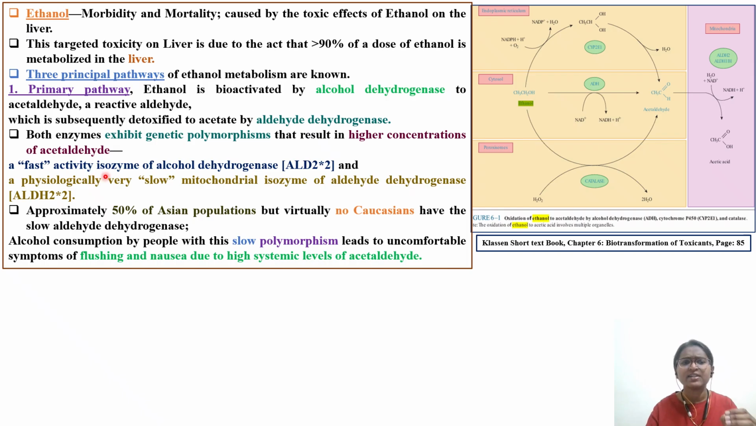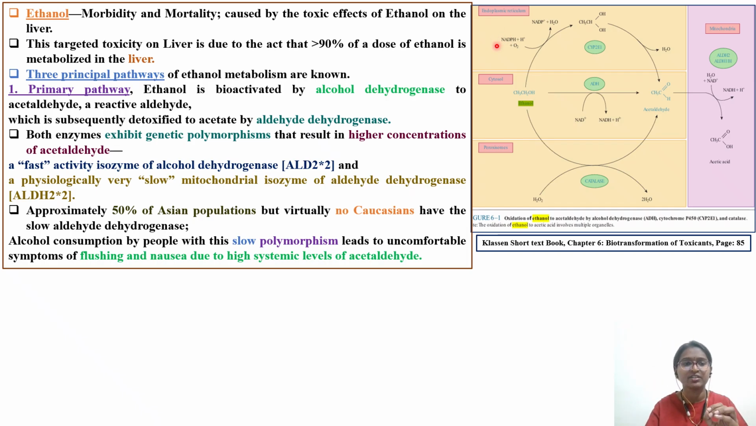A fast activating isozyme of alcohol dehydrogenase, that is ALD2, and a physiologically very slow mitochondrial enzyme, because this particular process is taking place in mitochondria. One is taking place in cytosol, this is taking place in mitochondria. And this is taking place in peroxisomes, and this is taking place in endoplasmic reticulum.